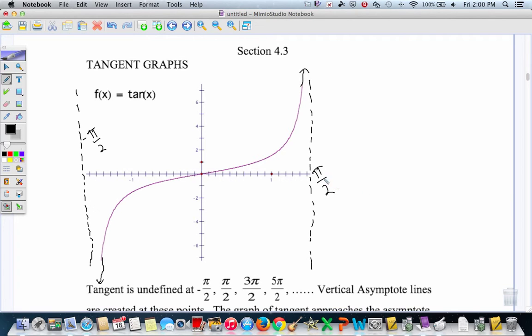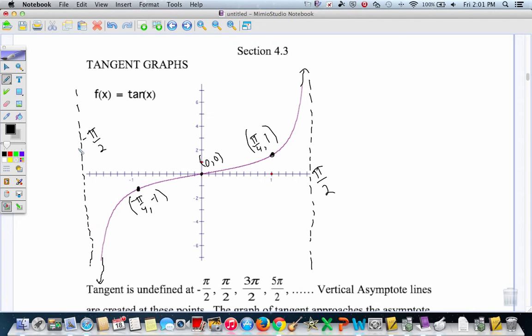Tangent will be undefined there. Moving back to this side, we have another critical point at negative pi over 4. The y-coordinate there is negative 1. We have the midpoint here at the origin, 0, 0. And we have another critical point over here at pi over 4 and positive 1. So those are the 5 critical points for our tangent curve, much like we had 0, pi over 2, pi, 3 pi over 2, and 2 pi for sine and cosine. Obviously, the shape is completely different.